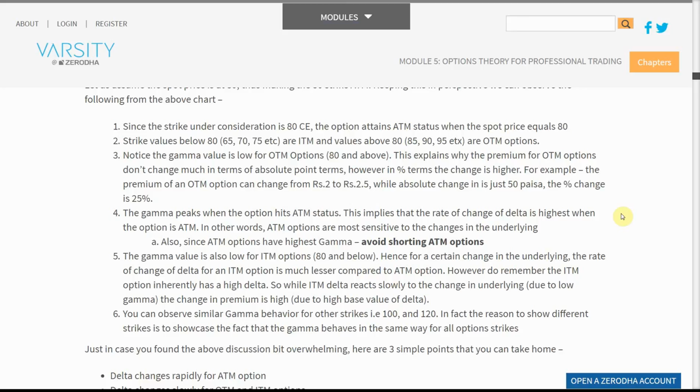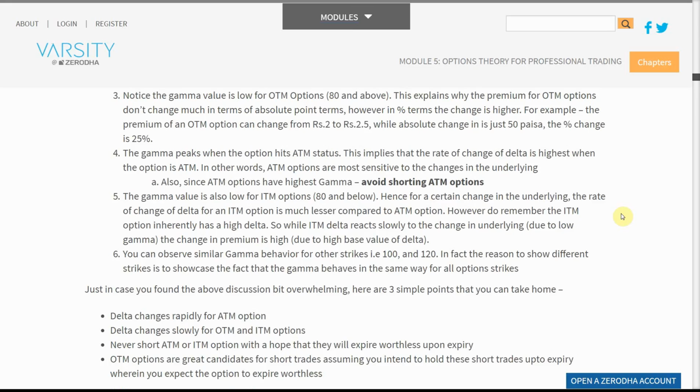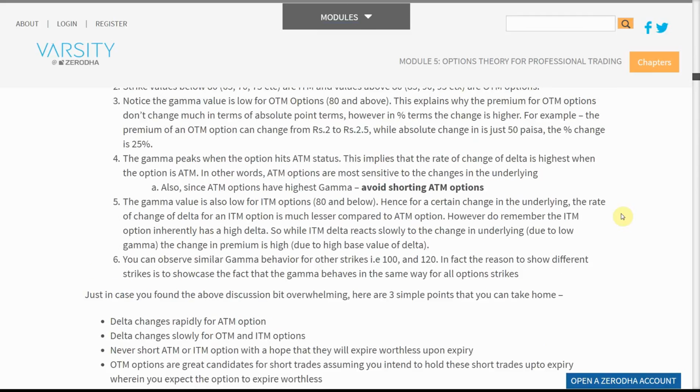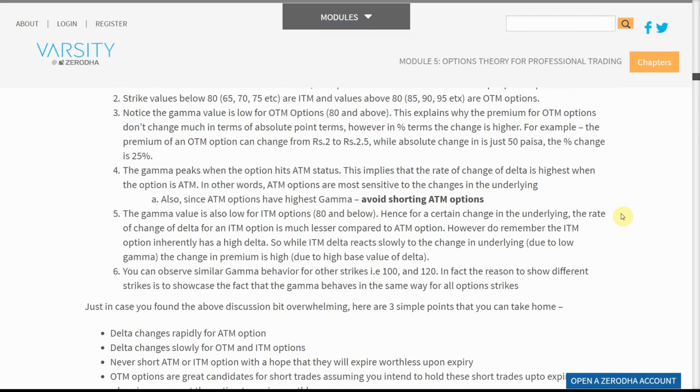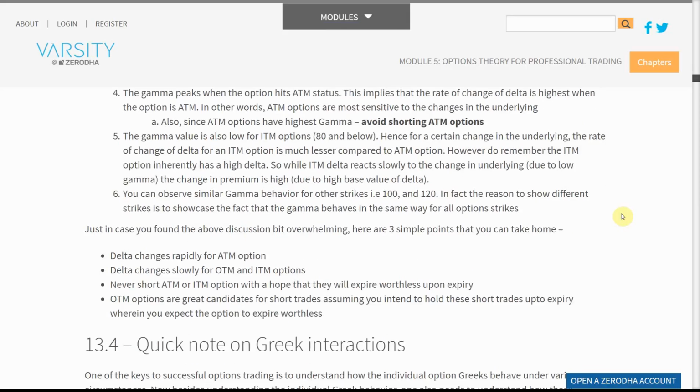Hence, for a certain change in the underlying, the rate of change of delta for an ITM option is much lesser compared to an ATM option. However, do remember the ITM option inherently has a high delta. So while ITM delta reacts slowly to the change in underlying due to low gamma, the change in premium is high due to the high base value of delta.